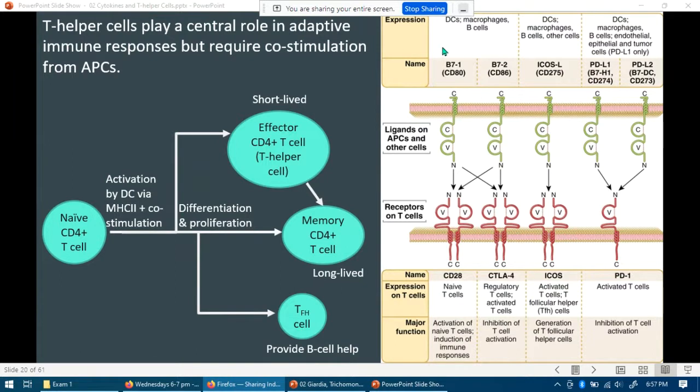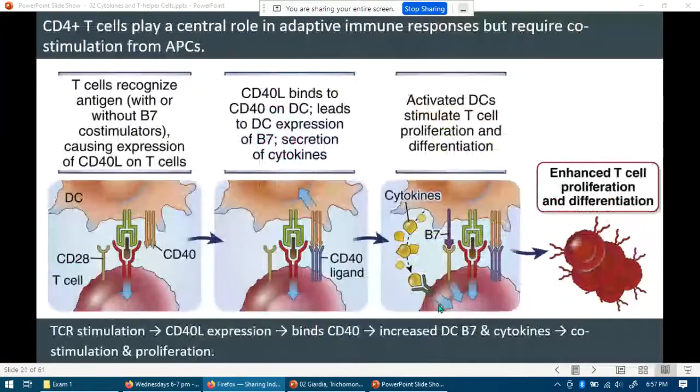The one that you really want to care about is B7. And B7 binds to CD28 on the T cell. B7 is expressed on the antigen presenting cell. CD28 is expressed on naive T cells. Okay, that is the major co-stimulatory signal involved. It turns out that it can be more complicated than that. That is the view that we want you to really have.